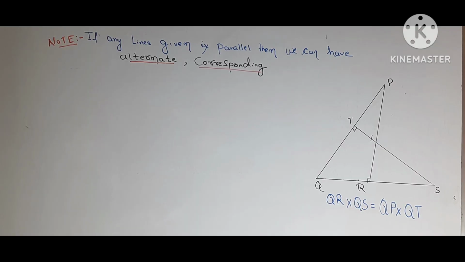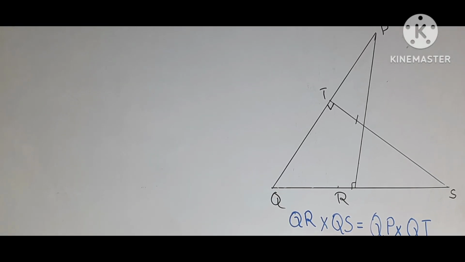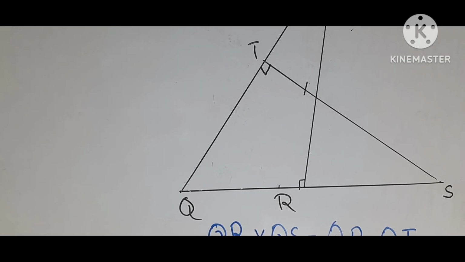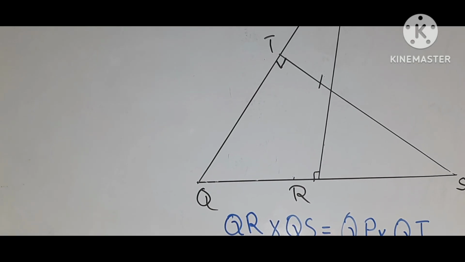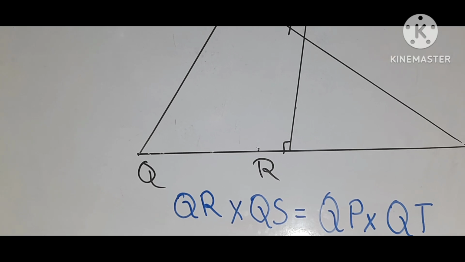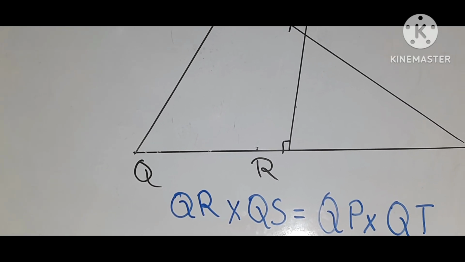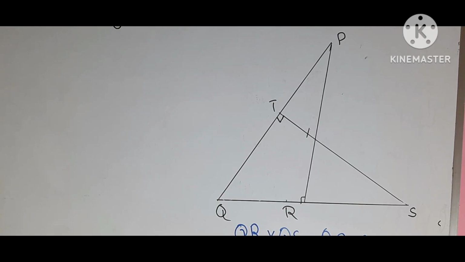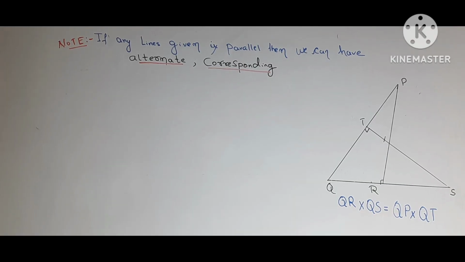We'll do it. What is the problem in that one? So this is a triangle where 90 degrees are there in two places, here at T and at R. So what we have to prove? QR into QS is equal to QP into QT. This thing we have to prove from the given triangle. So let us start the chapter.